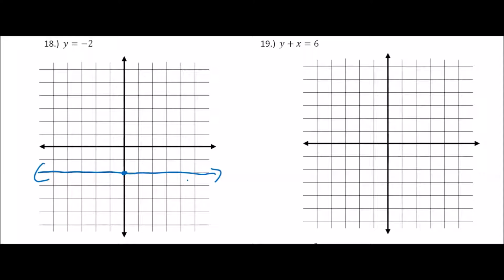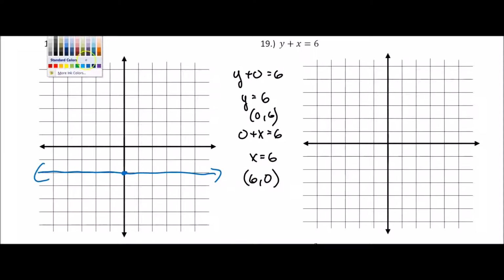Okay? This next one, once again, is in standard form. So the route to go here is to do the x- and y-intercepts. Again, if you use a little bit of mental math here, plug a 0 in here, that's y equals 6. And now plug a 0 in for y, that gives you x equals 6. But then write them as ordered pairs. This is 0, 6. This is 6, 0. And now I can plot each of these.